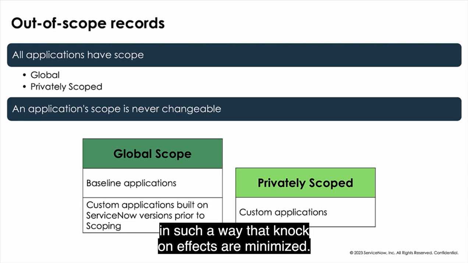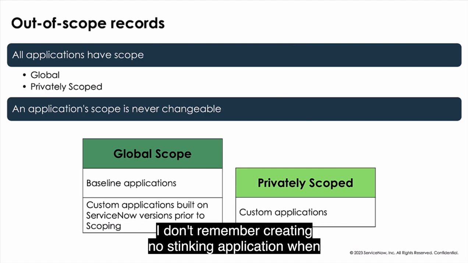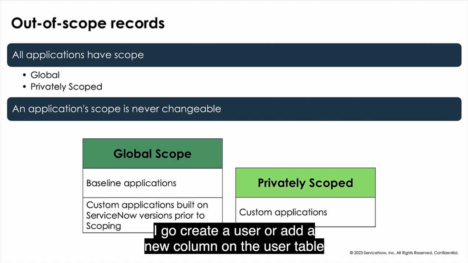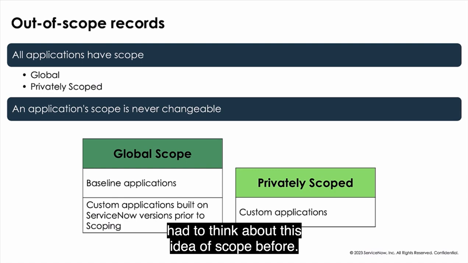So you might be thinking, well, what about the stuff that is common all throughout ServiceNow? I don't remember creating an application when, I don't know, I go create a user or add a new column on the user table, or when I go write a script against the incident table. These are all things that I've never had to think about this idea of scope before.